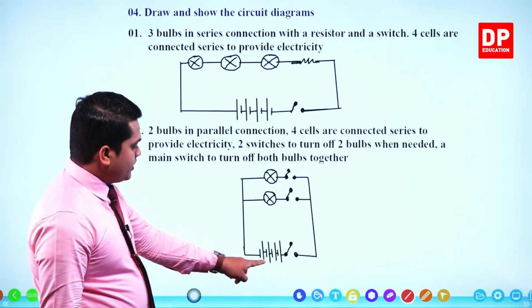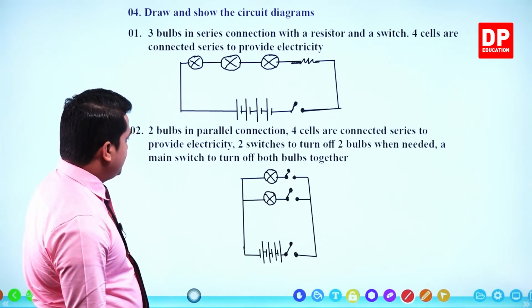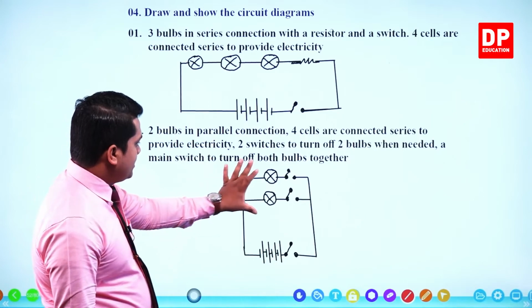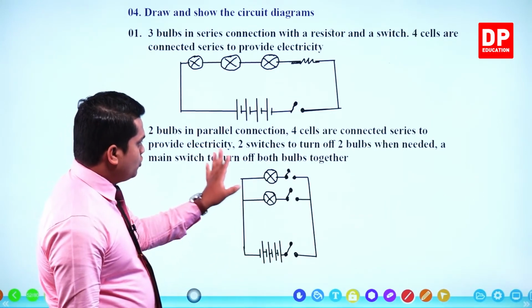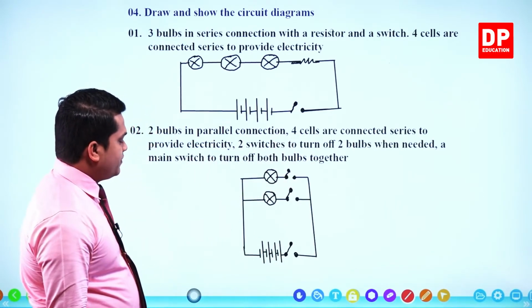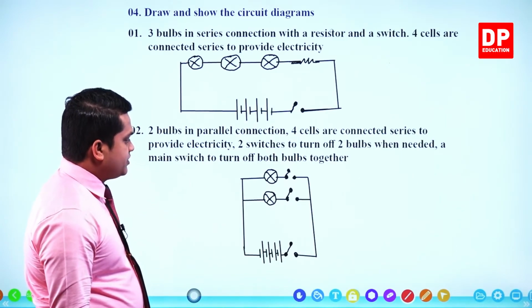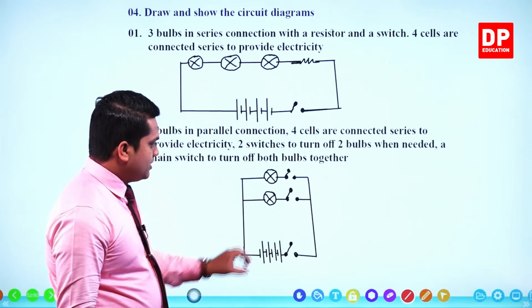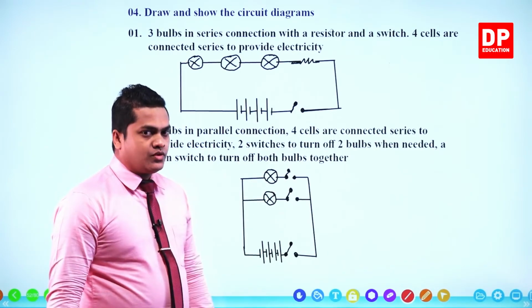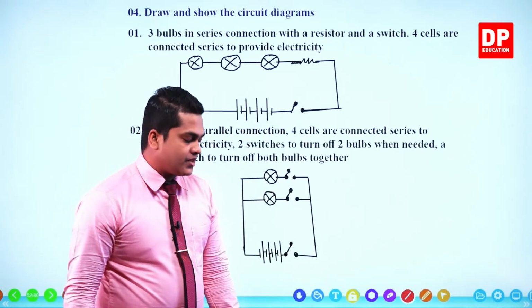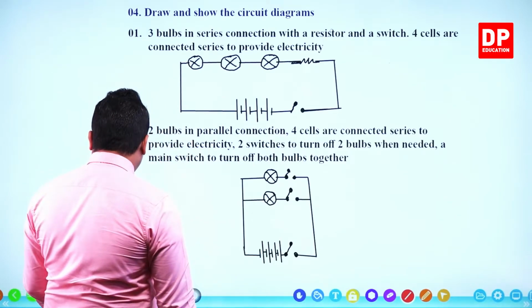4 cells, 1, 2, 3, 4, connected in series, 2 bulbs in parallel connection, 2 switches to turn off the bulbs when needed, and main switch to turn off both the bulbs together. This is the main switch. These are the 2 other switches to turn off the bulbs. Right, so the next one.